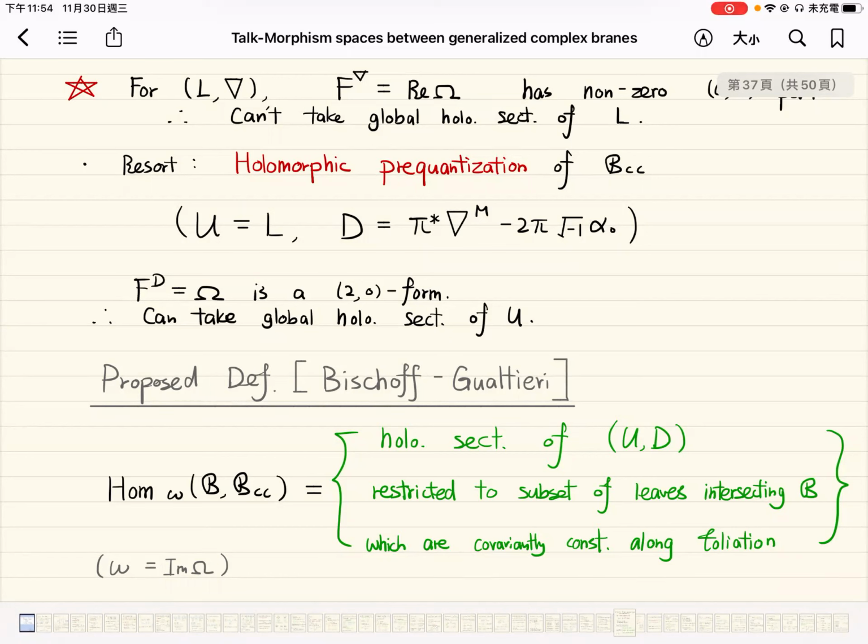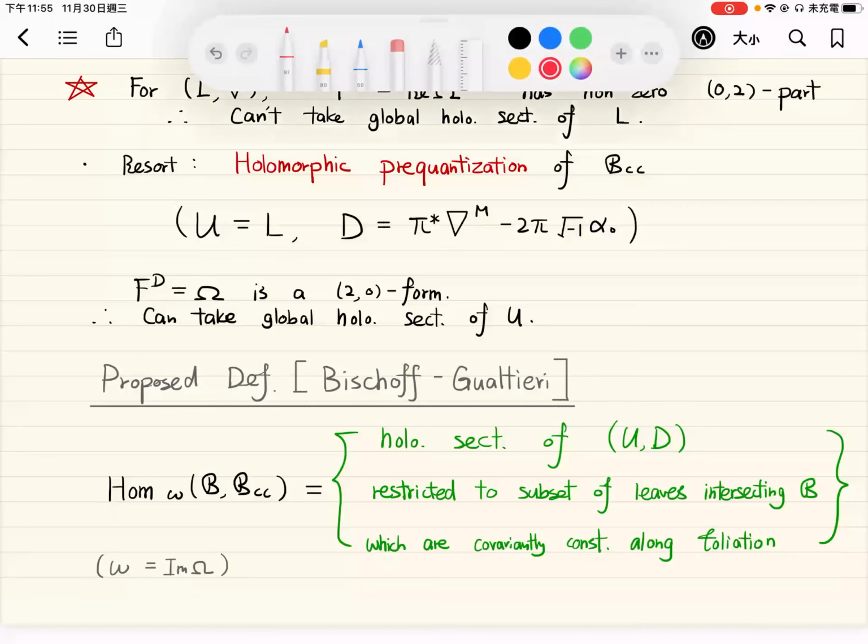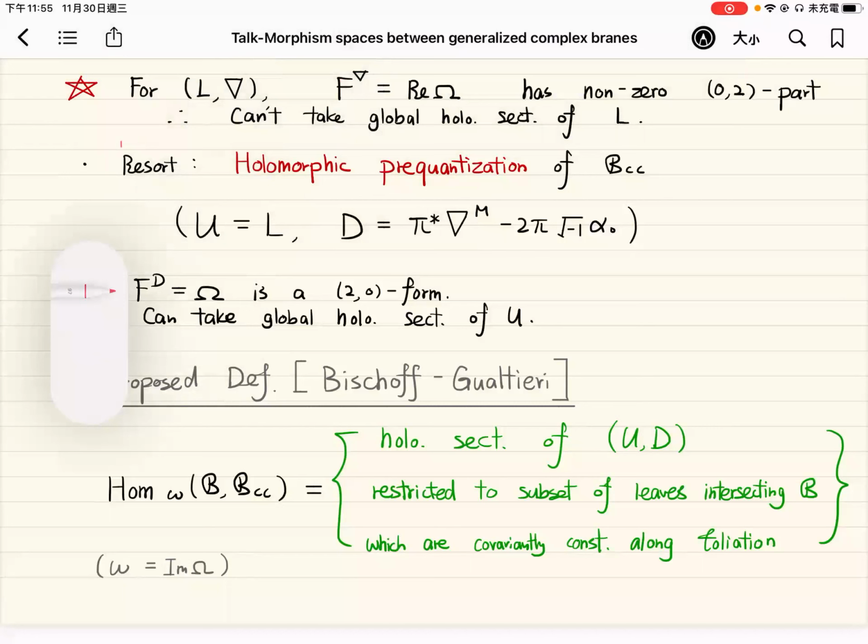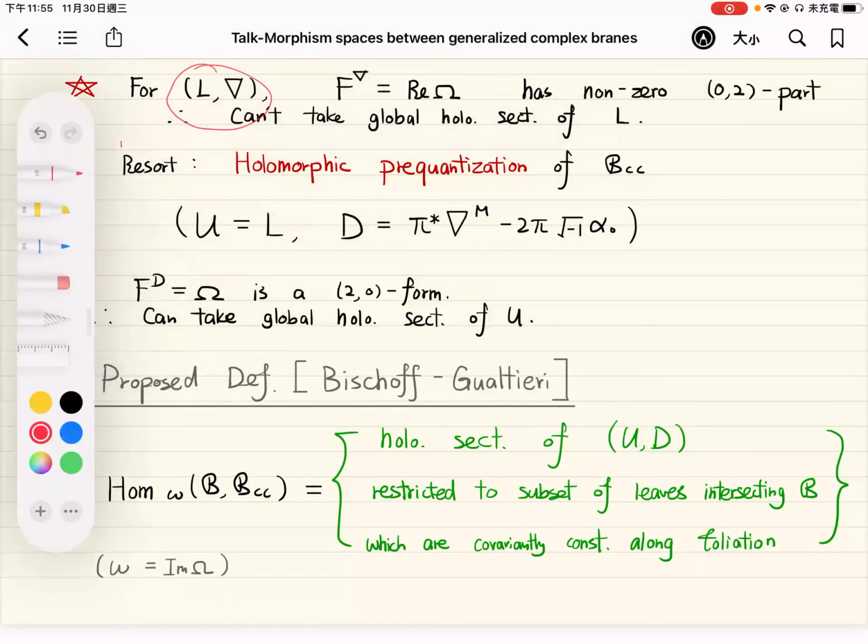But first of all, how can we find those holomorphic sections? There is a subtle point here: because the original line bundle for B_CC has a curvature which is the real part of the holomorphic symplectic form, it has a non-zero (0,2) part, so that it does not really give you a d-bar operator which squares to zero. So there is no holomorphic structure on the original line bundle associated with B_CC.